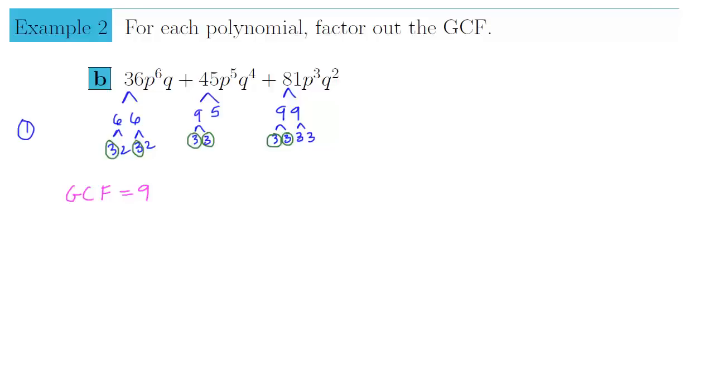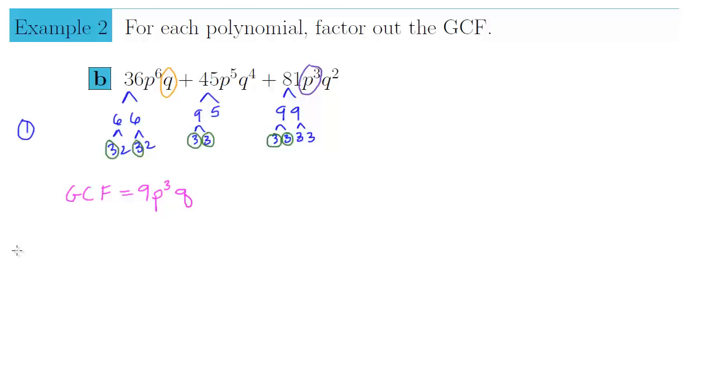Then we go on and we consider the variables. P to the 6th, P to the 5th, P to the 3rd, what do they all have in common? The lowest variable, right? So P to the 3rd. And then as far as the other variable, the q goes, we have a q to the 1st, q to the 4th, q squared. So q to the 1st is the variable with the lowest exponent, so that's the one we're going to take. So the GCF is 9p cubed, q to the 1st.